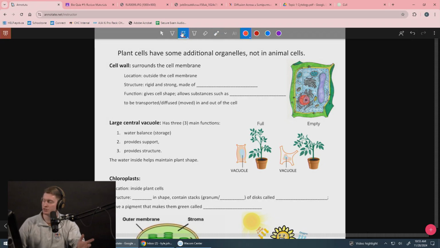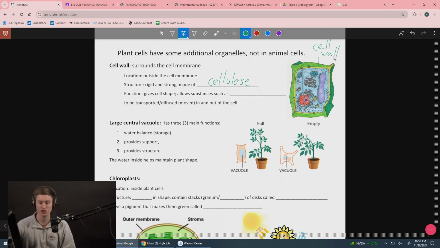Plant cells have some additional organelles not found in animal cells. First one is our cell wall. The cell wall is on the outside of the cell membrane, and it is rigid and strong. It's not flexible like the cell membrane is. And it's made of a substance called cellulose. Here's your fun fact, cellulose is our dietary fiber. If you eat a bunch of plants that have a lot of cellulose, that's where you're going to get fiber from.